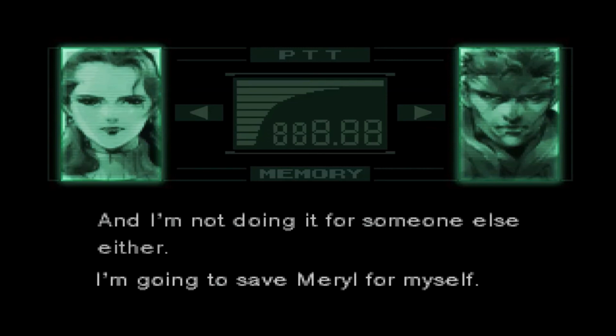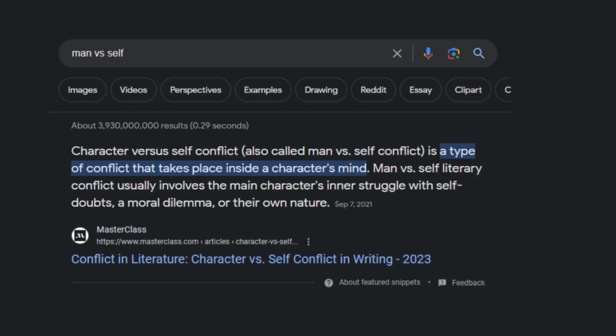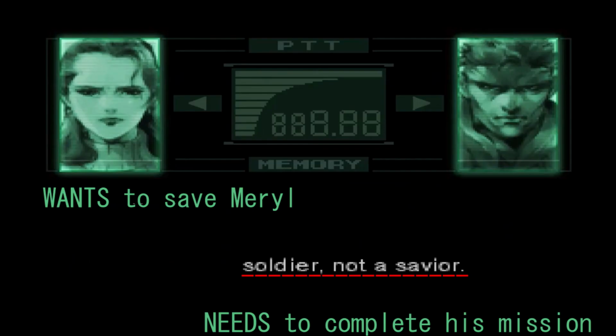In the conflict video, we identified this as self-conflict. But if you want as much contrast in your story as possible, then you should have your character conflict with themselves. Contrast with themselves. Usually this comes in the form of a character wanting something, but needing to do something else. For example, Snake wants to save Meryl, but he needs to complete his mission.